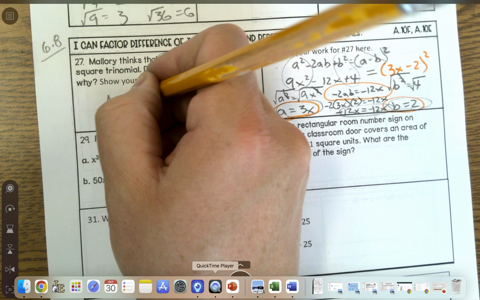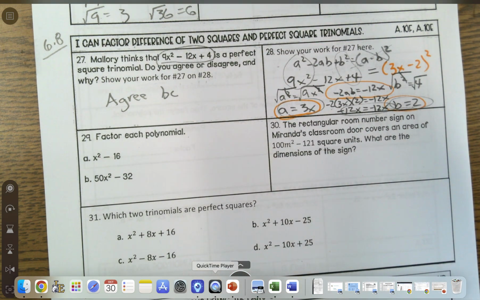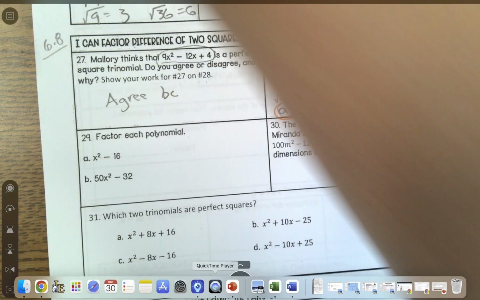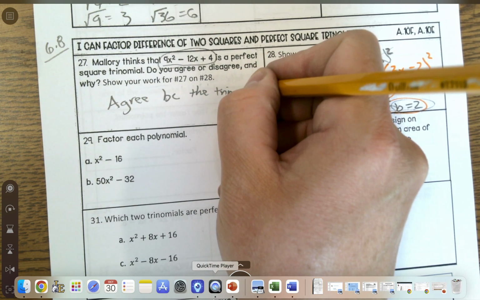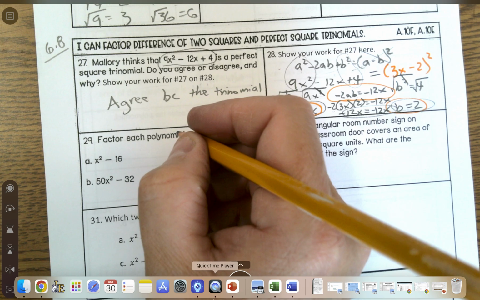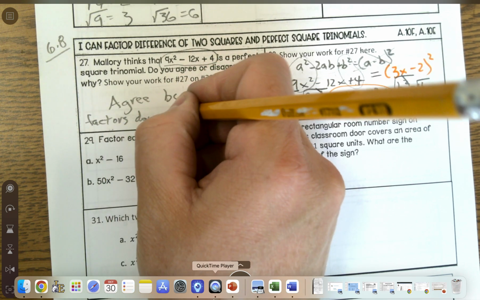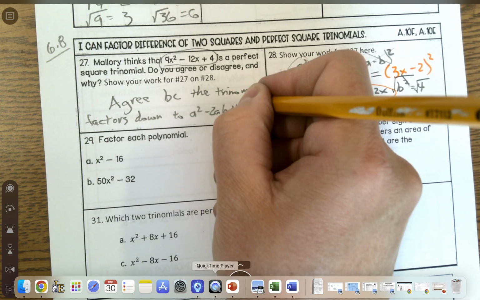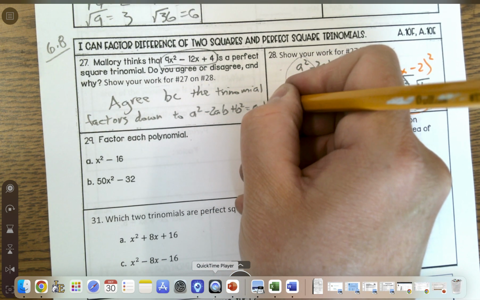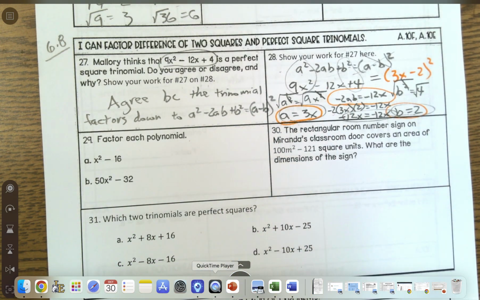And I'm going to say, because, what would be the best way of putting this down? I agree because the trinomial factors down to a squared minus 2ab plus b squared equals a minus b squared. And so that's the idea. And if you don't quite understand this, we're going to keep doing a little bit more. And keep in mind, we're going to do another lesson on this on Thursday, hopefully, and go over this in a little bit more detail.